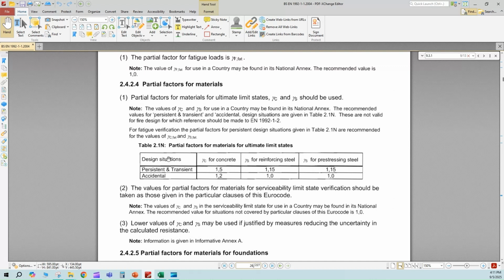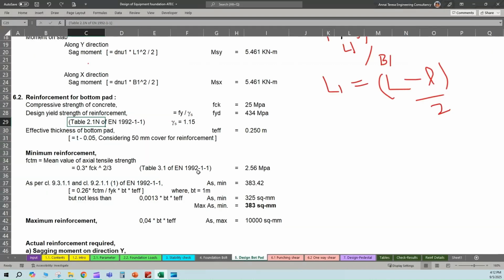Here in this table you can see gamma s of reinforcement under persistent and transient cases, that is general cases. 1.15 is considered for normal reinforcement steel, so that is what we have considered here. So 500 divided by 1.15 is 434 megapascal. For the effective thickness of the bottom pad, we are deducting just 50 mm from the 300 mm thick slab, so we are getting T effective as 0.25 meter.